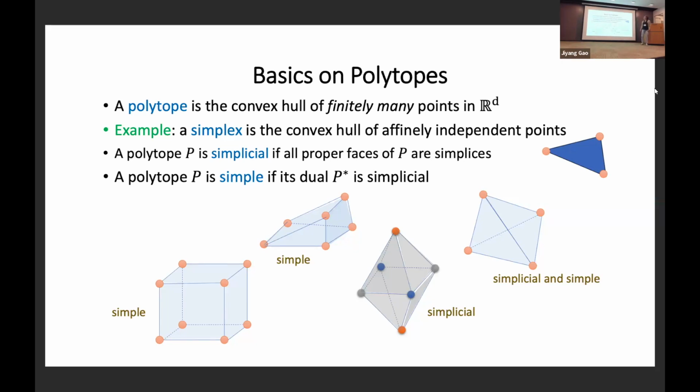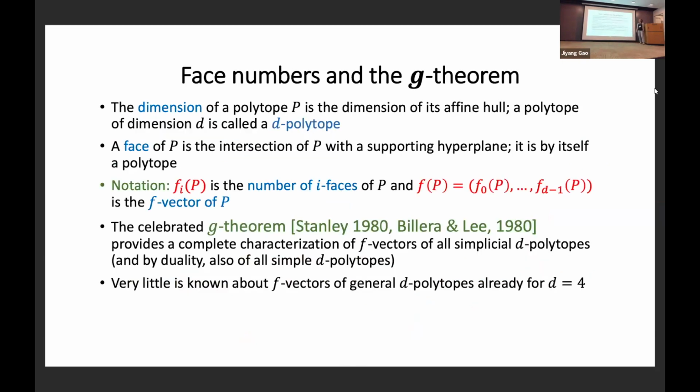There are many others. With polytope duality, we can also define the notion of a simple polytope. A polytope is called simple if its dual is simplicial. So the cube is the dual of the octahedron, so it is simple. This three-dimensional polytope is also simple.